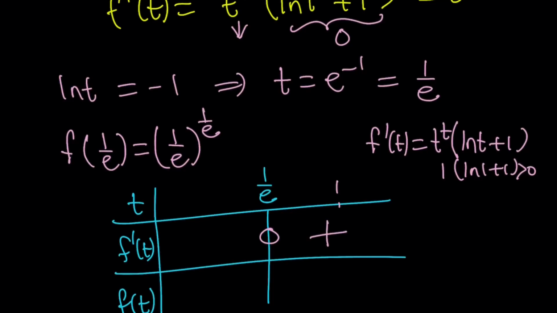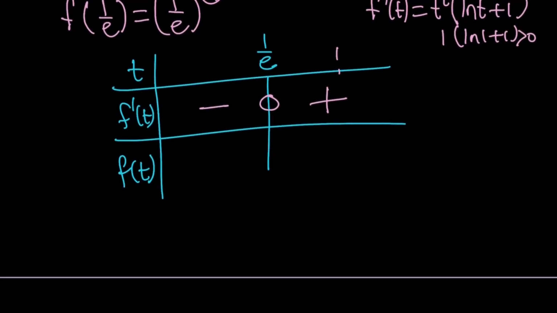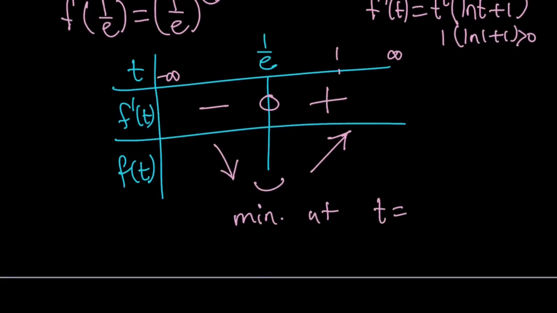You only need a test value. Obviously, 0 is not a good choice. And 1 is, I think, a good choice. So it's going to be negative here because it's going to change sign at that point. So that means our function is going to be decreasing on the interval negative infinity to 1 over e. And 1 over e to infinity, it is going to be increasing, which means we're going to have a minimum at t equals 1 over e.